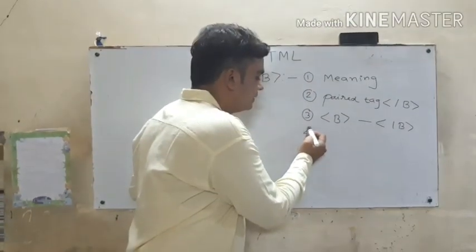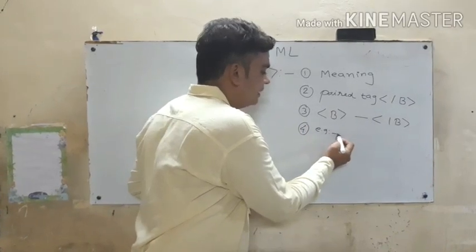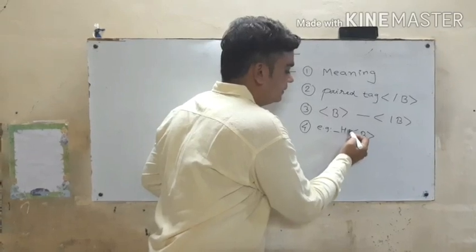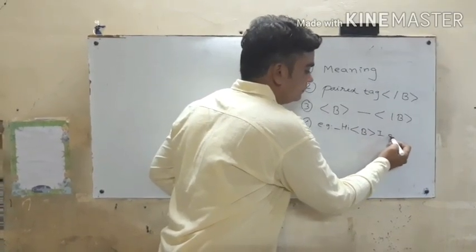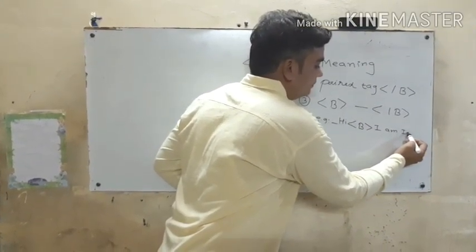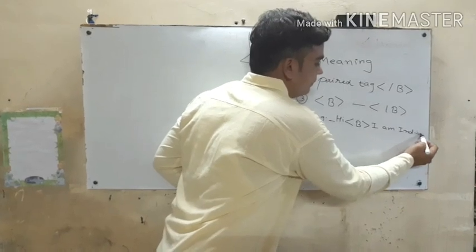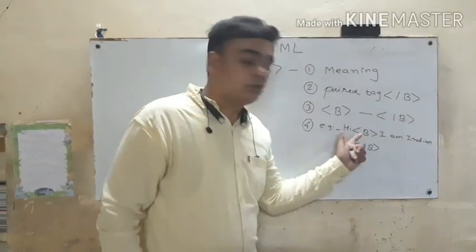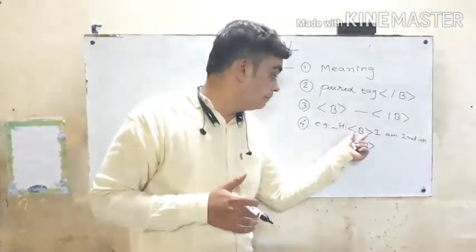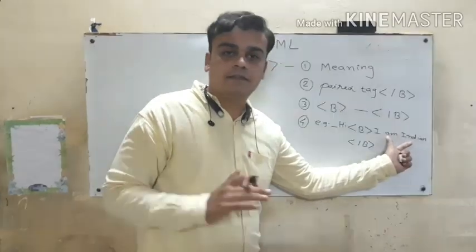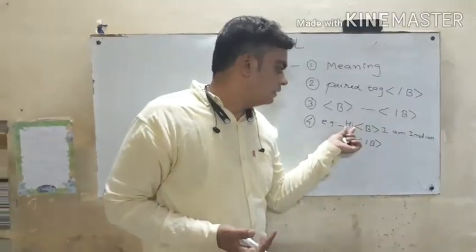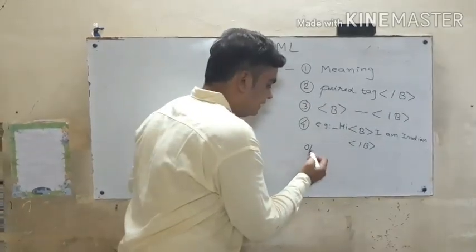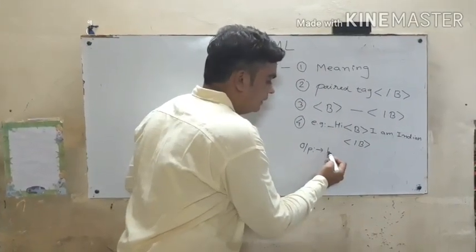Then fourth point is, suppose I am going to write down here an example. So suppose here I am writing like this, hi, I am Indian, and then this is my end tag /B. So what will be the effect of this B tag on this text, that I am going to explain to you. The hi is written outside the B tag. So when we see its output, it will look like this.